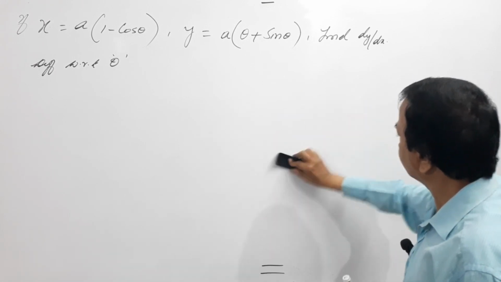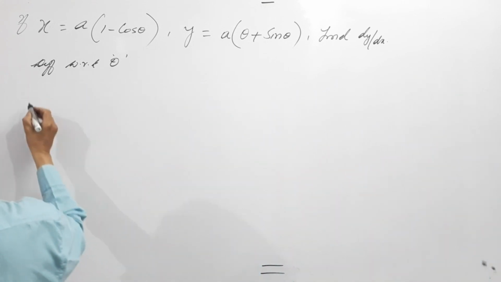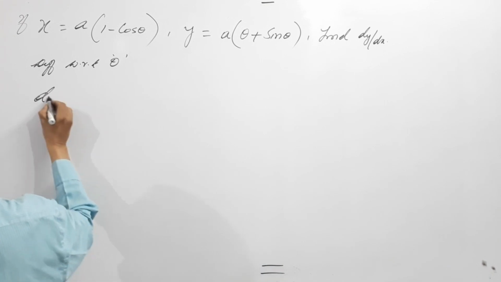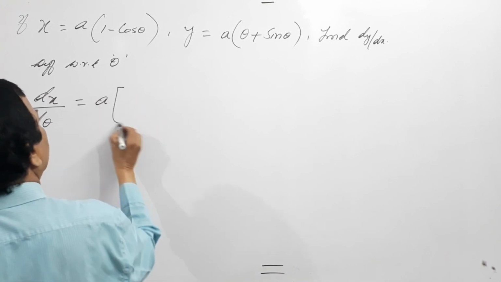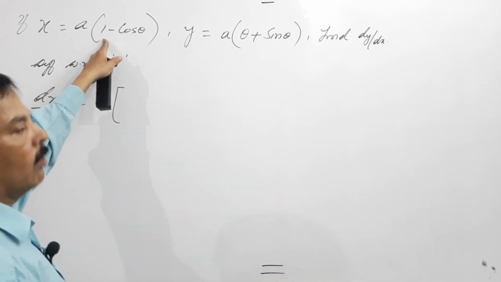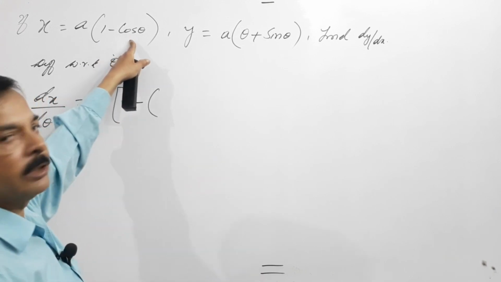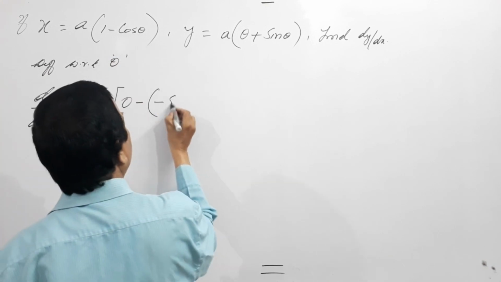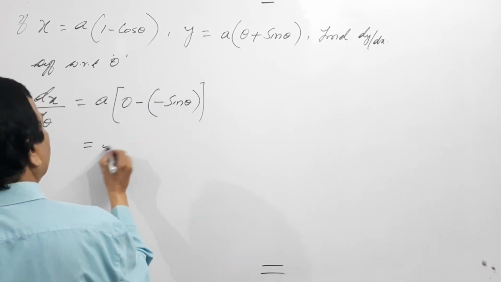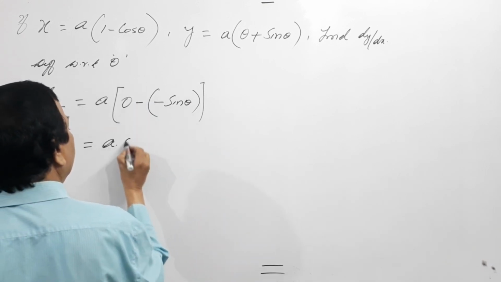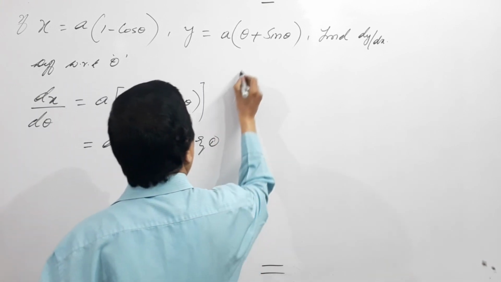So dear students, now with respect to theta, what happens? So differentiation. dx by d theta equals a, a constant taken outside. If you differentiate one constant, it becomes 0. So minus sign is there. If you differentiate cos theta, it becomes minus sin theta. So minus minus sin theta. So this becomes minus into minus, plus a into sin theta. I call this equation 1.